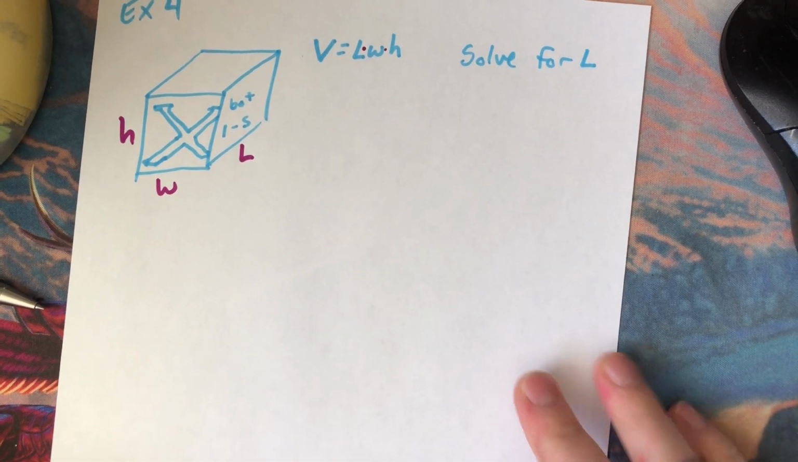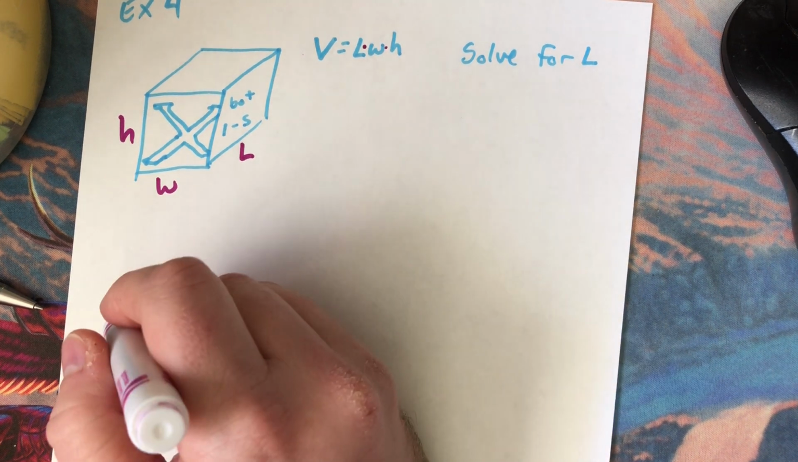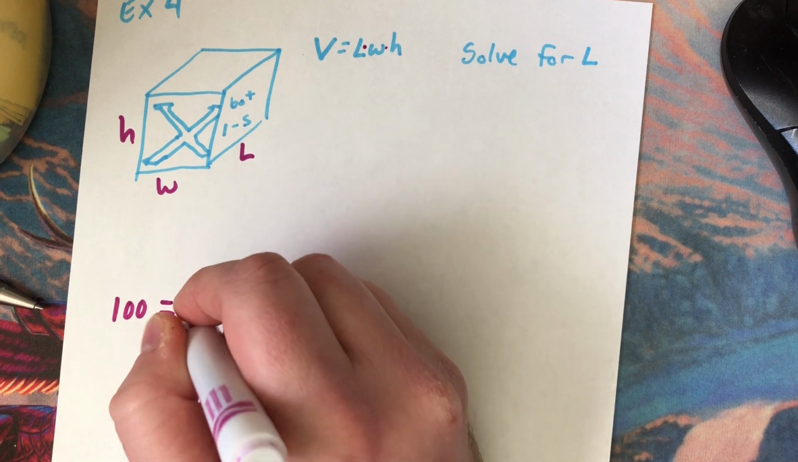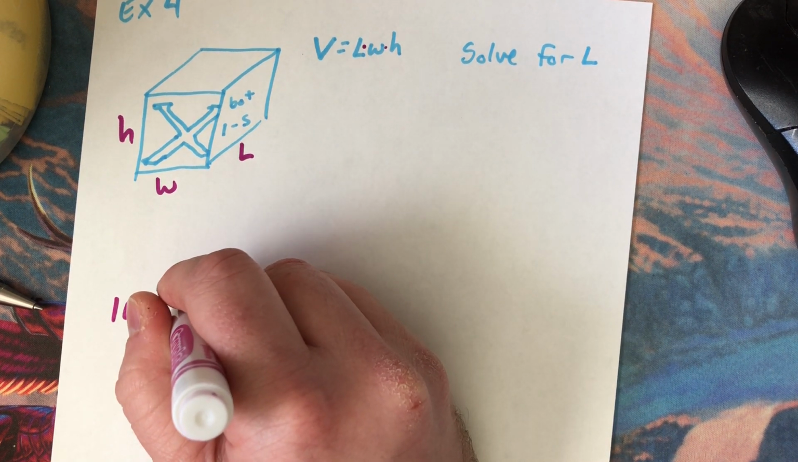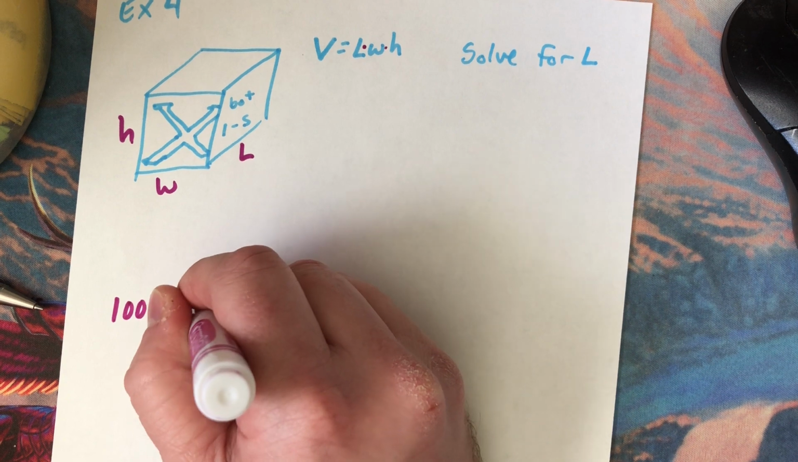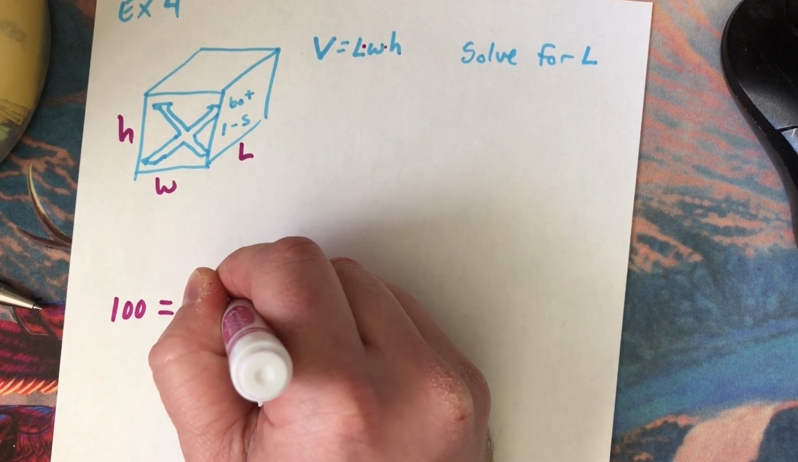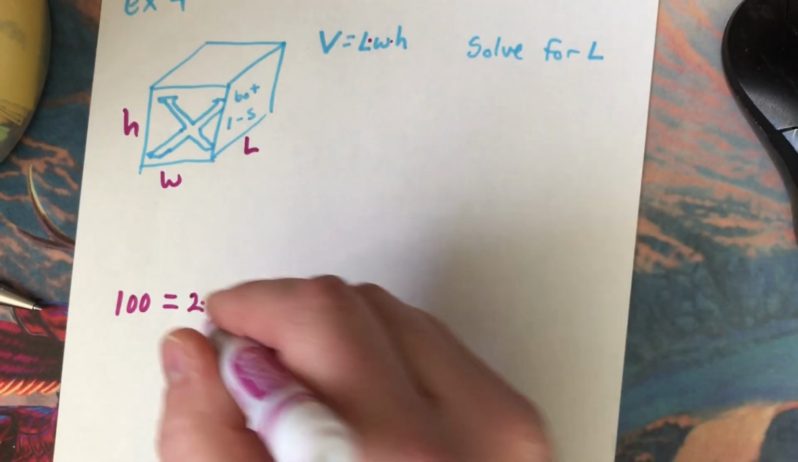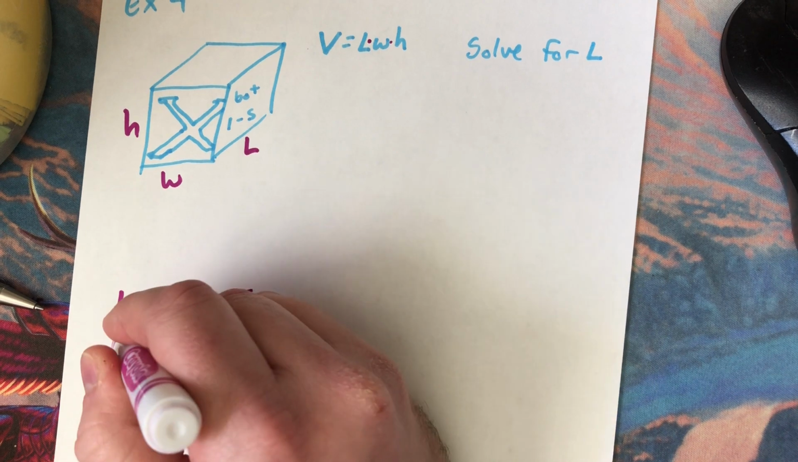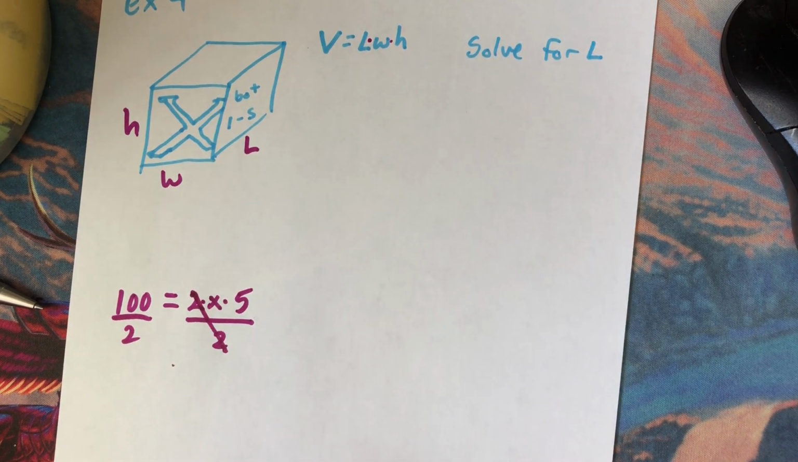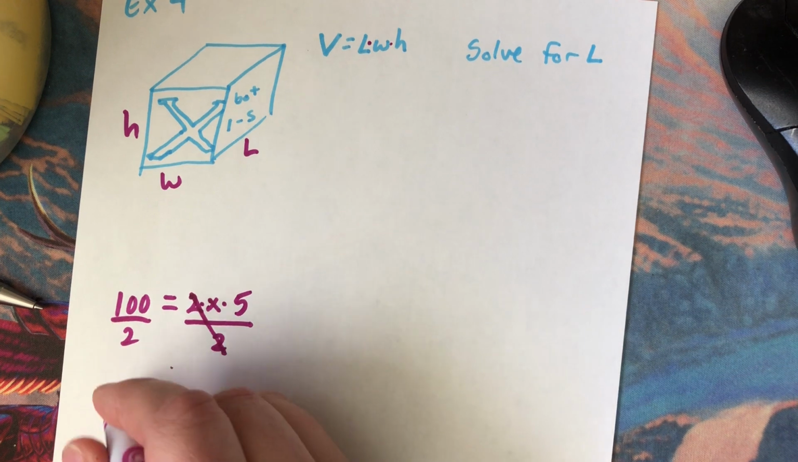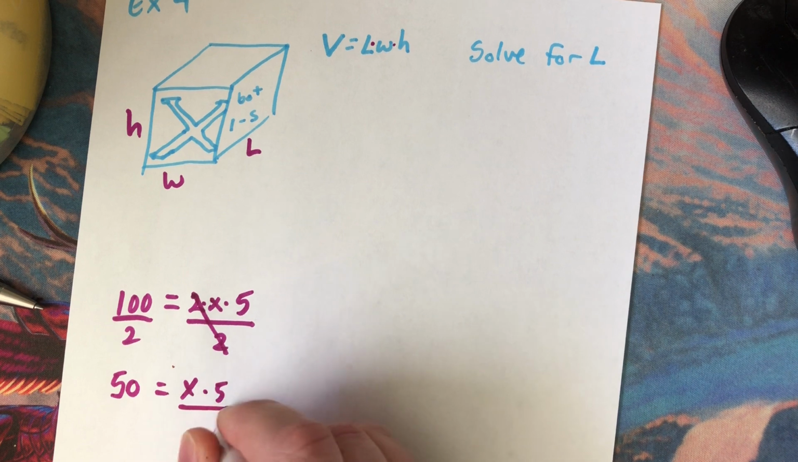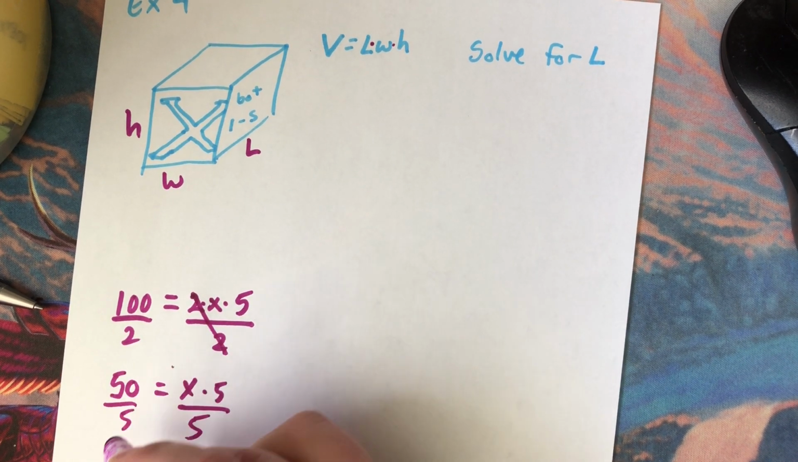Well, let's think about an aside really quick. Let's say we have 100 is equal to 2 times x times 5. How would you find out what x is? Well, we could divide both sides by 2, right? 100 divided by 2 is 50. And then to get rid of that x times 5, we could divide both sides by 5. 50 divided by 5 is 10.